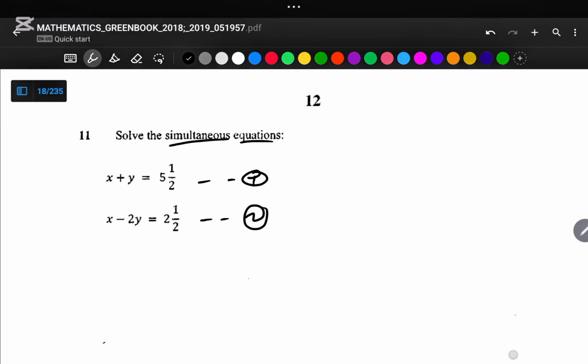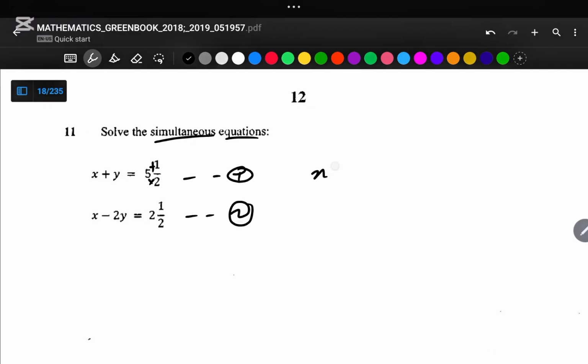For the first equation, we are having 5 and a half, so it's 5 plus, and here like this. 2 by 5 gives us 10, plus 1 gives us 11. So it's x plus y is equal to 11 over 2. And for the second equation, 2 by 2 gives us 4, plus 1 gives us 5. So it's x minus 2y is equal to 5 over 2. Okay, so this is our second equation.